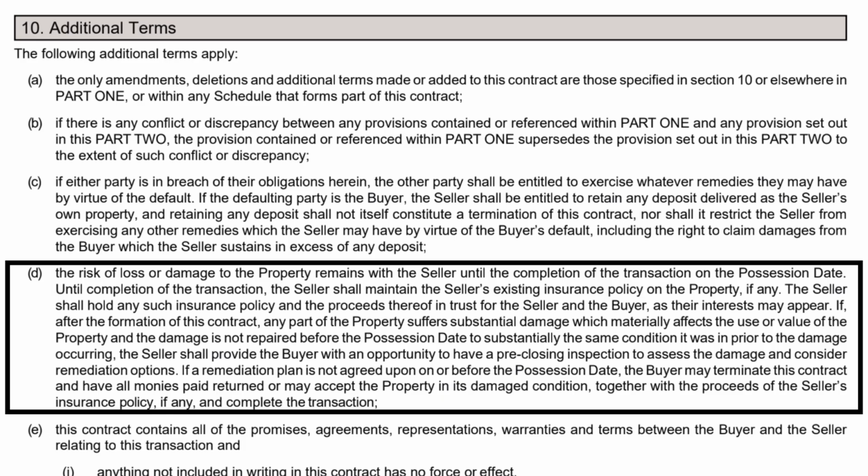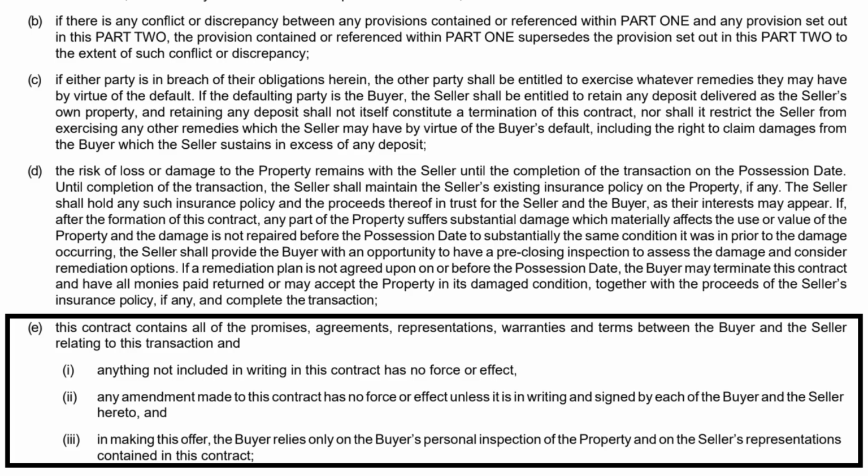Risk, insurance, and damage before possession. So until the transaction completes on possession day, risk is going to remain with the seller. That means that the seller needs to maintain their home insurance. And if the property suffers any major damage before possession, then the buyer is going to have options. This can include getting an inspection done, any sort of remediation, or in some cases, terminating the contract altogether.